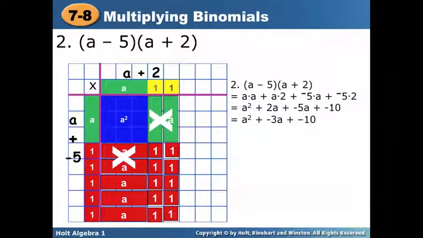Notice we have 0 pairs. A positive a cancels with a negative a to make a 0 pair. So positive 2a plus negative 2a will cancel. This will leave us with a squared plus negative 3a plus negative 10.